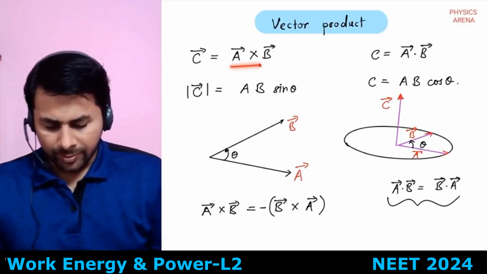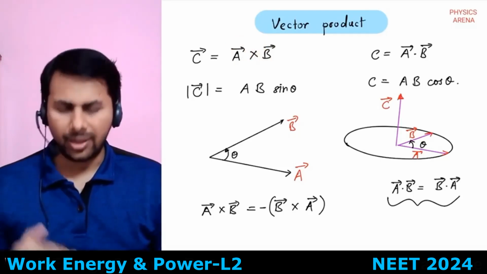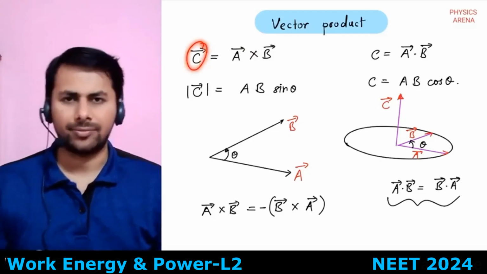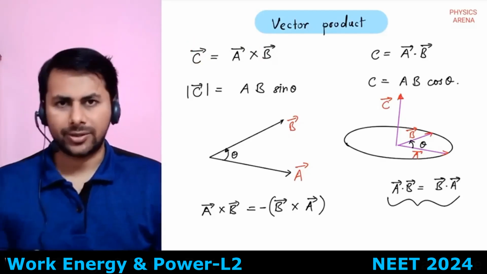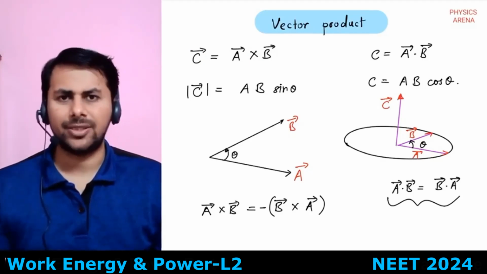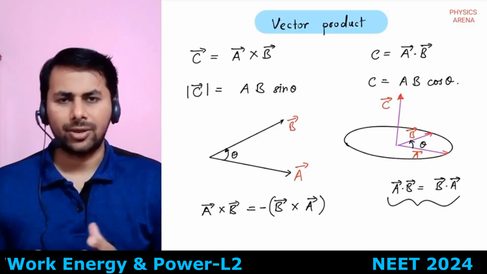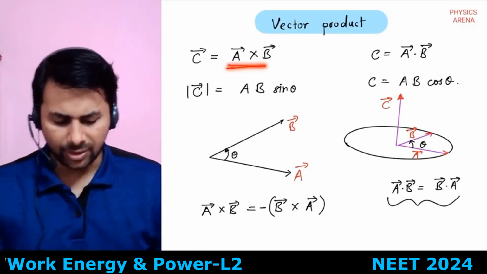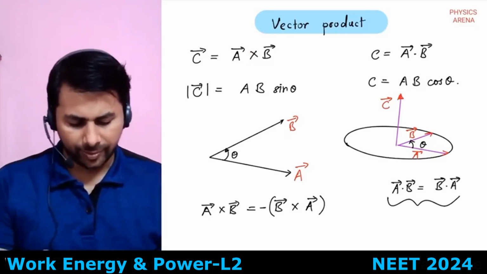Let's suppose you have two vectors a bar and b bar, and their vector product is equal to c bar. We represent the vector product using a cross. Scalar product is represented using a dot. So this is also called the cross product of two vectors, because it is represented by a cross.